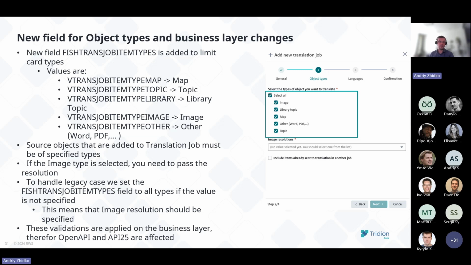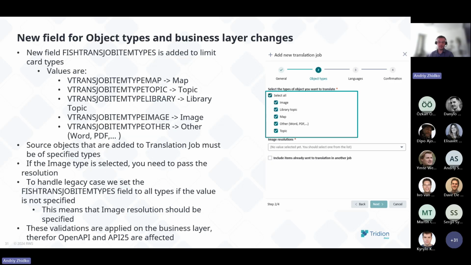So if you specify the source object, specify the object that filters the source object, then the source object of that specified type can be added to the translation job. So you cannot, for example, if you didn't specify library topic as the one that can be added as a source object to your translation job, then library topic cannot be added as a source object to your translation job as part of your create request of the API.